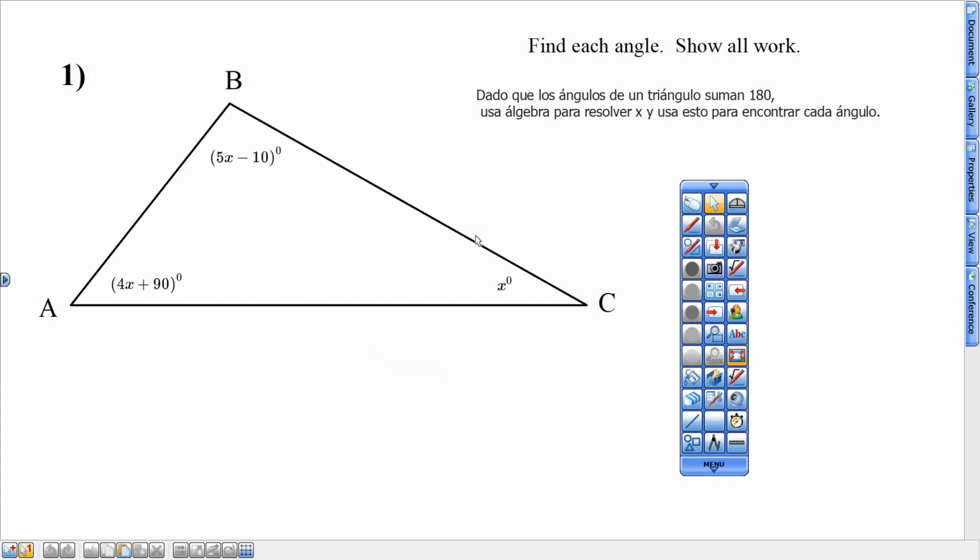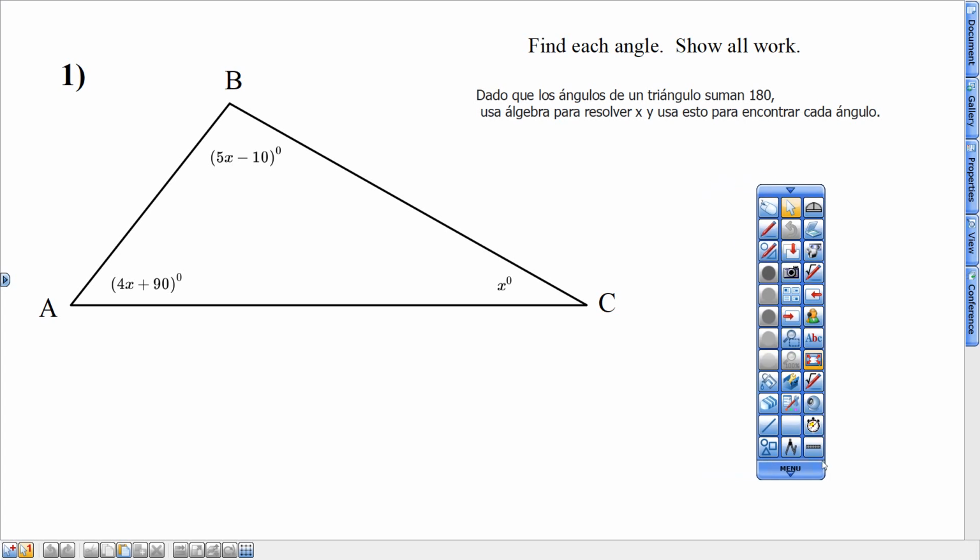Okay, this is classic video 320 or 321. I'm going to have you copy this work, check your work against mine, write down the 5 words. So here we go. You need to know that for this problem right here, these 3 angles all plus up to give you 180 degrees.